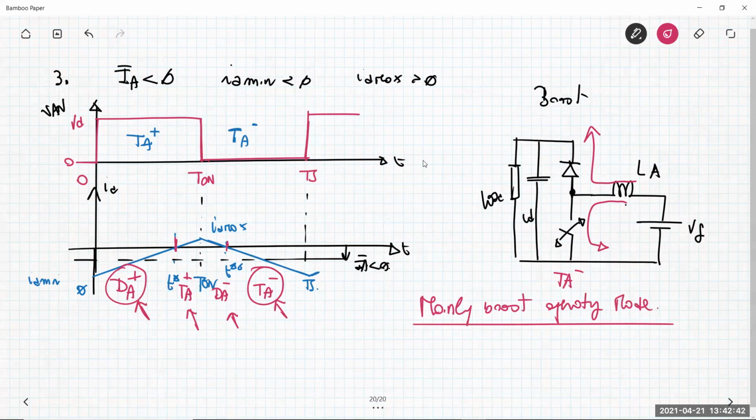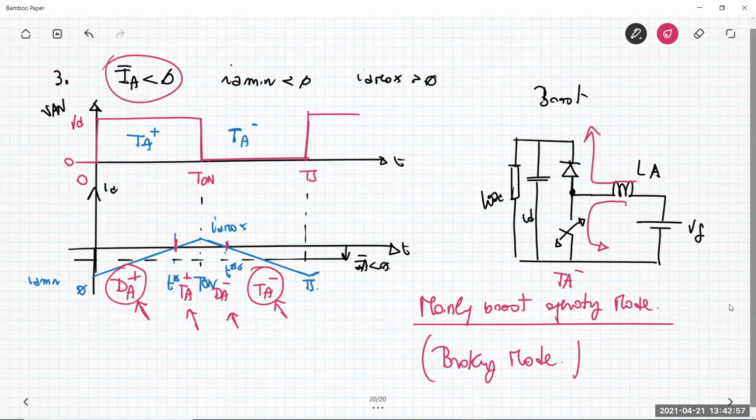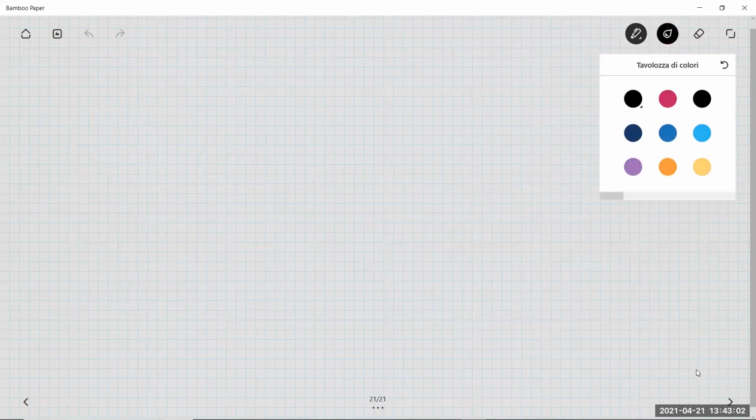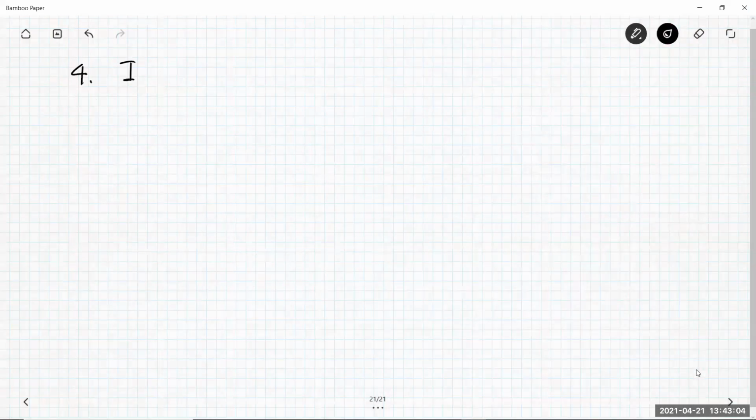And of course, since the power transits from the motor to the source side VD, this is a braking operating mode. Okay, the current is negative. And then there is the pure boost operating mode, which is the number 4, in which the current IA has an average value which is negative, and also all the instantaneous current is negative.